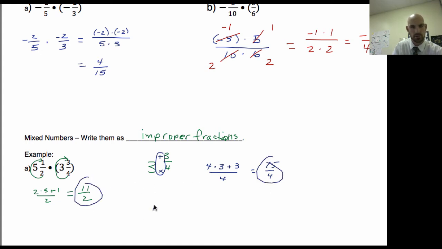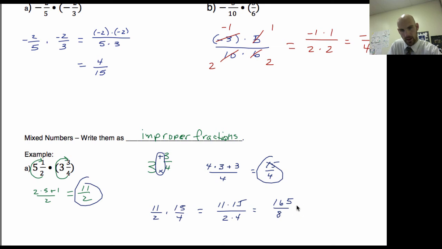Here are my two numbers. Now they're just fractions. 11 over 2 times 15 over 4 equals 11 times 15 over 2 times 4. And when I go ahead and do that, I'm going to end up with 165 over 8. And if I simplify that, I've got 20 and 5/8. That's all there is to it.